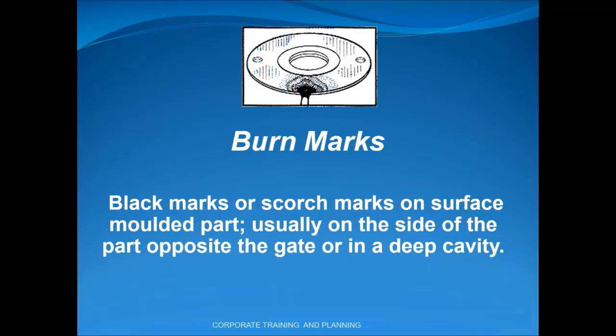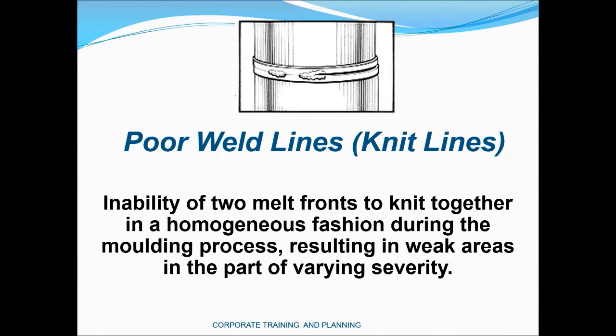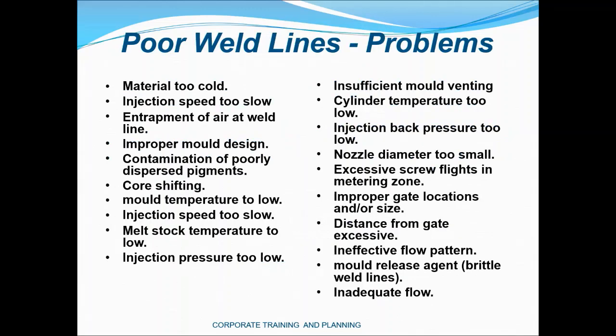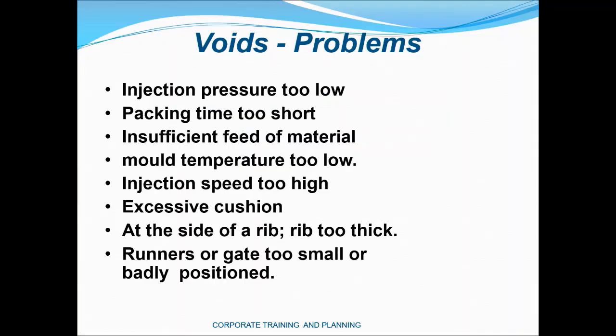So the main defects that can be found in the process are burn marks, and then poor weld line, that is knit line, the inability of the melt to knit together. Poor weld line problem: material too cold, injection feed too slow. Void, that is bubbles, an unfilled space of some size. Void problem: injection pressure too low, packing time too short, inefficient feed of material.